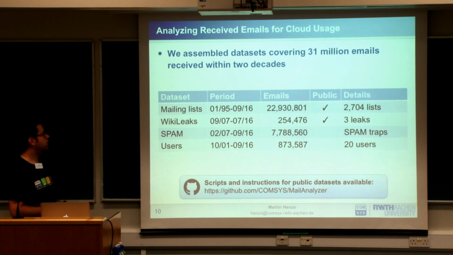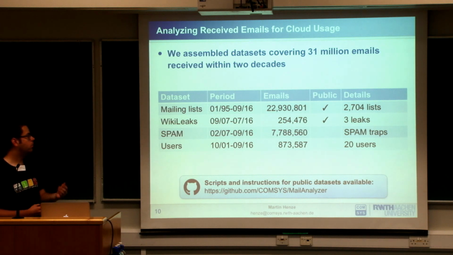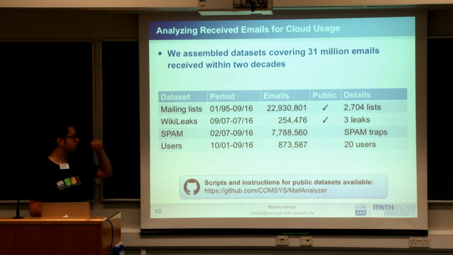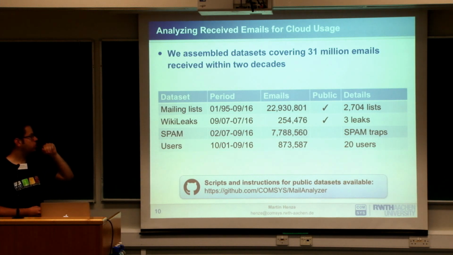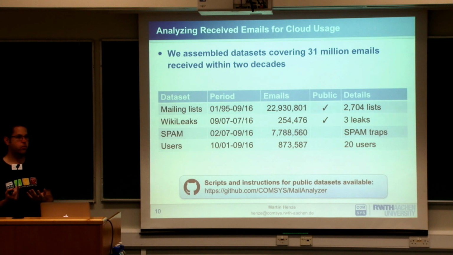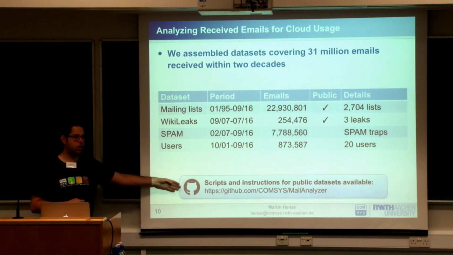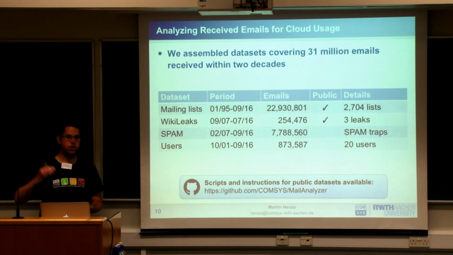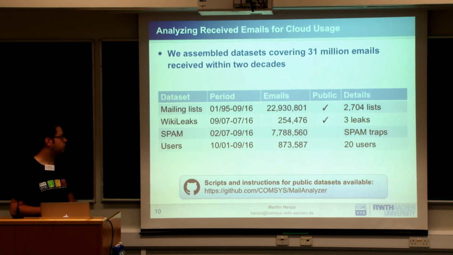Okay, so what we did is we assembled some data sets. In total we have more than 30 million emails. Mainly these are mailing lists and a spam trap. For the information that is publicly available, we can't directly provide it to you bundled, but we provide you with scripts that you just need to run and download it yourself, for legal reasons. It's all on GitHub. If you want to play with that, just use the script and you will get a copy of the data set that we used.